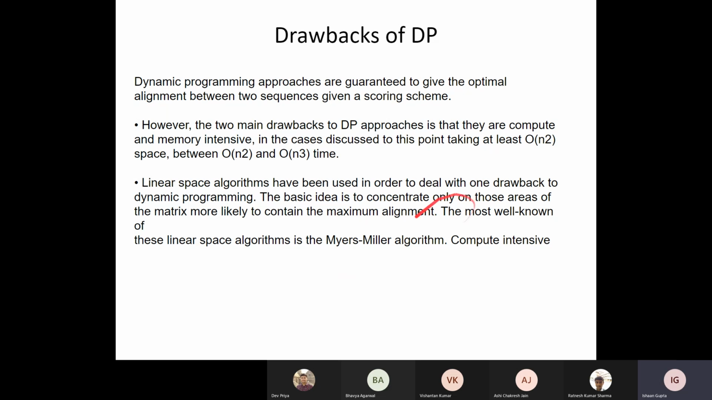These are the ones typically used to save time in more linear alignment. You just start the alignment in those locations. One example is called the Myers-Miller algorithm. But the problem is that it is compute intensive because you have to first find the areas where you are expected to get a good maximal alignment.